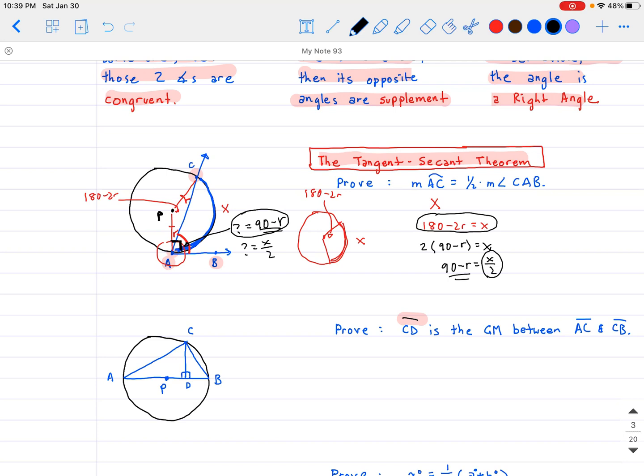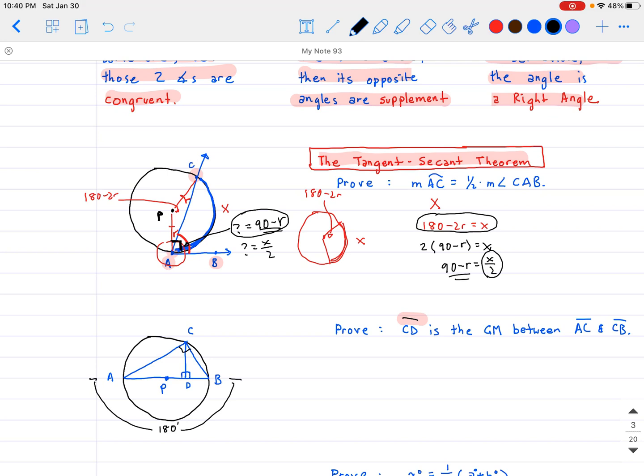So if you can somehow show me that ACB is a right triangle, then we're pretty much good to go, where C is going to be the right angle. And we definitely have that because according to our corollary, the third one right here, from here to here, that is a semicircle. And it's a semicircle, which means that's 180 degrees. So therefore, angle C is going to be a right angle.